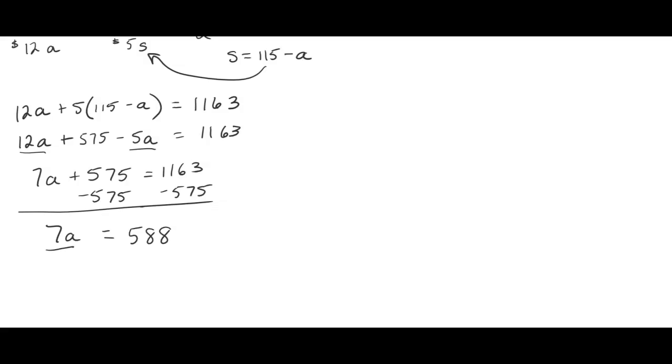Okay, divide both sides by 7. And A equals 84. Leah sold 84 adult tickets. Now, you can't just put 84 tickets because we have the two different types of tickets. So 84 adult tickets, you have to distinguish which is which.